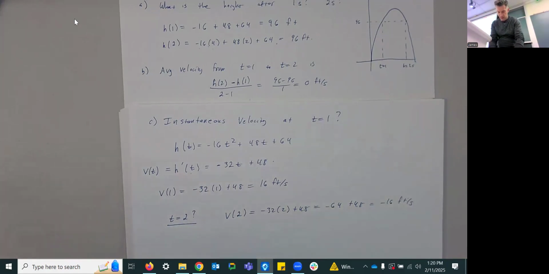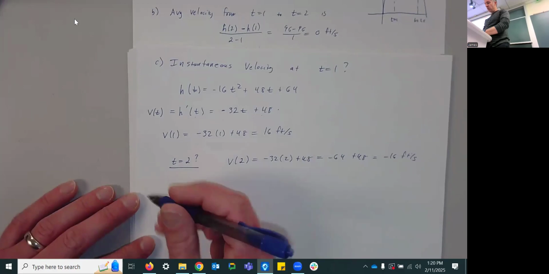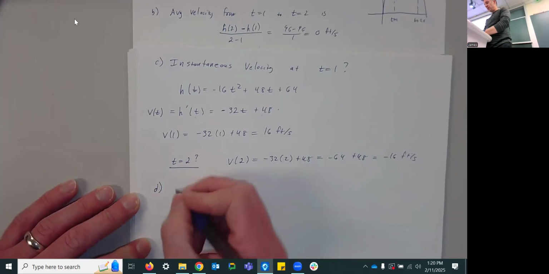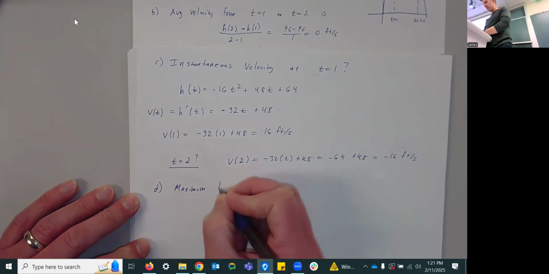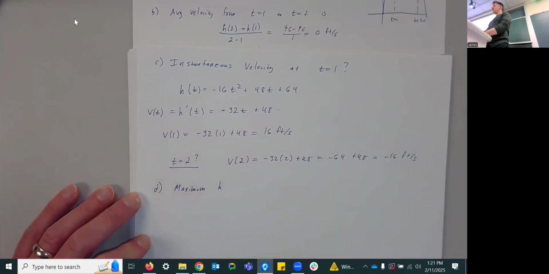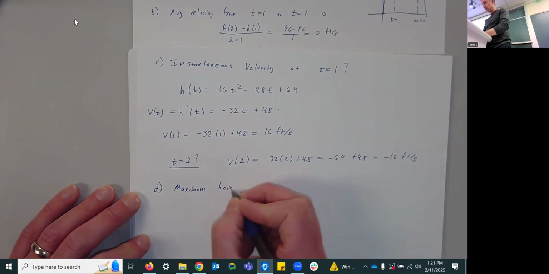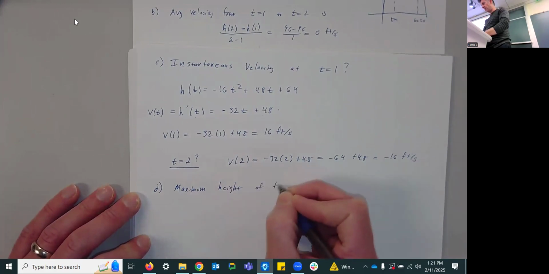I have a couple of things in mind. So what's the maximum height? What's the maximum height of the rock?